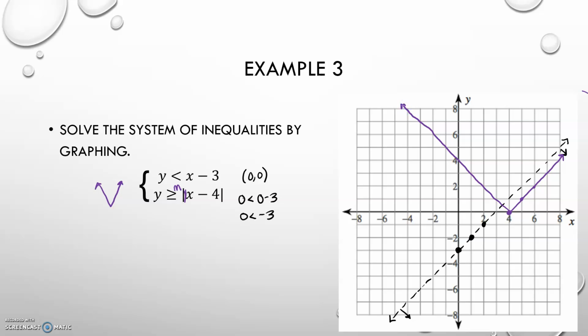All right. And my final step with that is to pick a point. 0, 0 doesn't go through the graph, so I'm going to use that. When I plug that in, I get 0 is greater than or equal to the absolute value of 0 minus 4. So this would be saying that 0 is greater than or equal to 4. Not true, so I'm going to shade inside the V. And really where they end up overlapping is just this little section right here between the two.